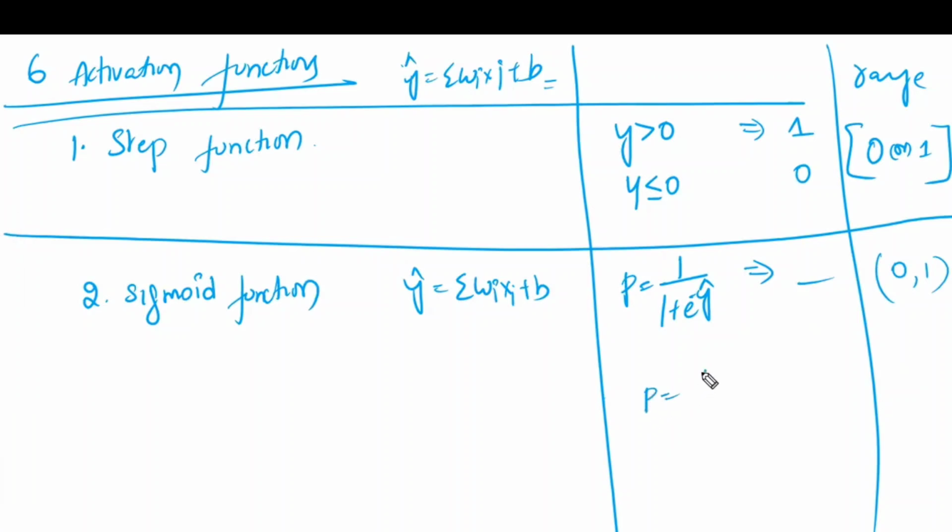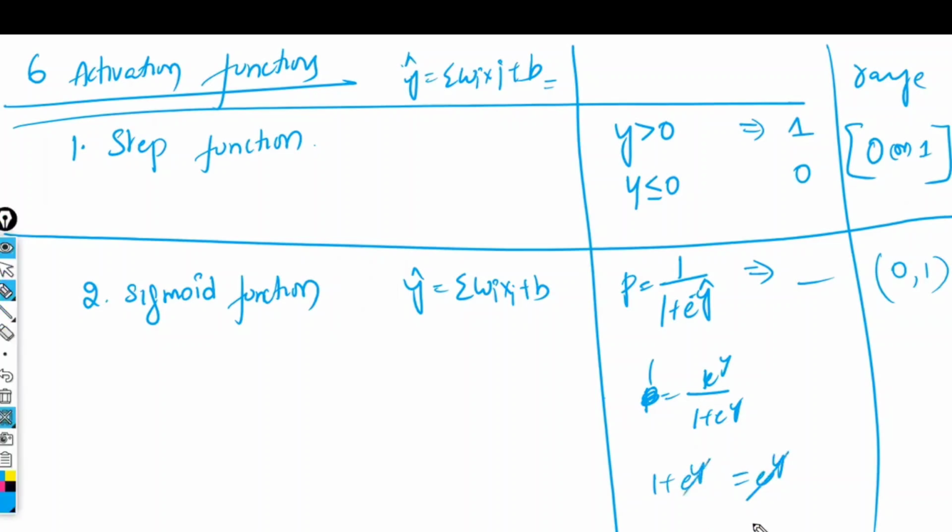For example, P is equal to e to the power of 5 divided by 1 plus e to the power of 5. Assume that it is exactly equal to 1. Then 1 plus e to the power of 5 would be equal to e to the power of 5, which is not possible. The numerator and denominator can never be equal, because whatever the numerator is, the denominator has plus 1 added to it. So 1 is not possible. You can never get 1.